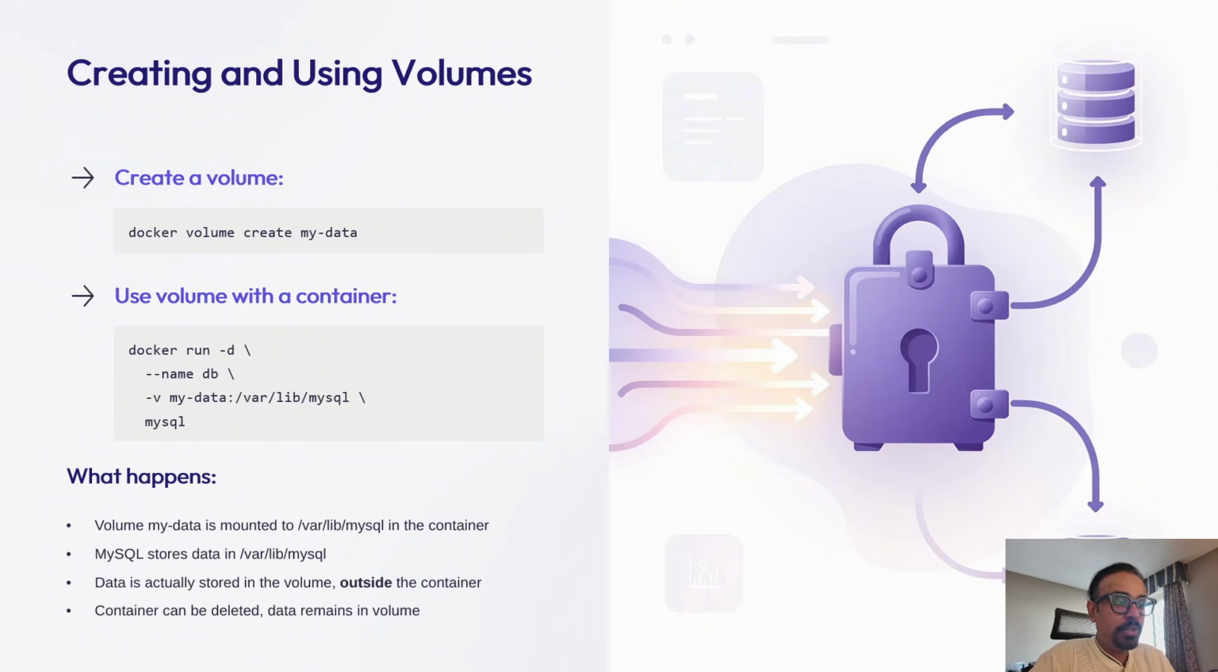Now the volume lives outside the container, in Docker's managed storage area, and you can stop the Docker container, delete the Docker container, or even update to a new MySQL version in a new container. And as long as you mount the same volume, all data is preserved. The container sees this path, that is var lib mysql, as a normal directory, but Docker is transparently storing it in the persistent volume. This separation of data and application is what makes containers a practical way to run stateful applications.